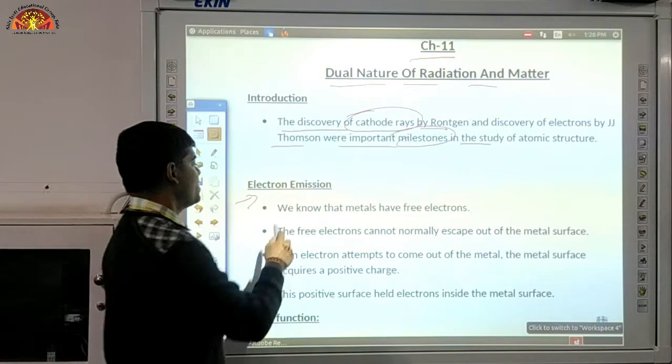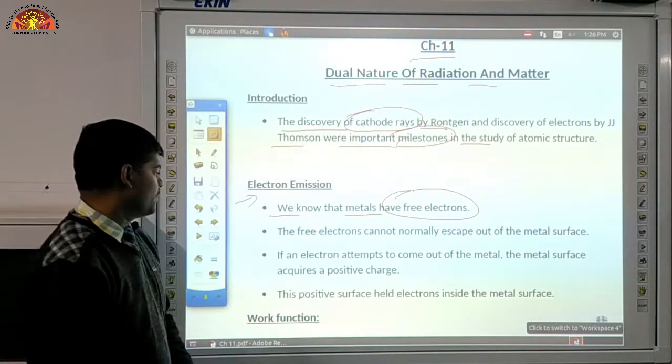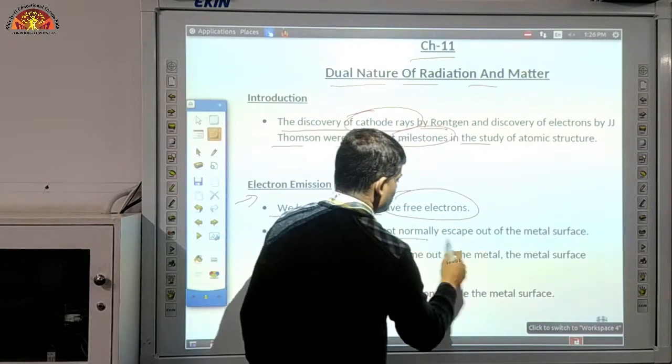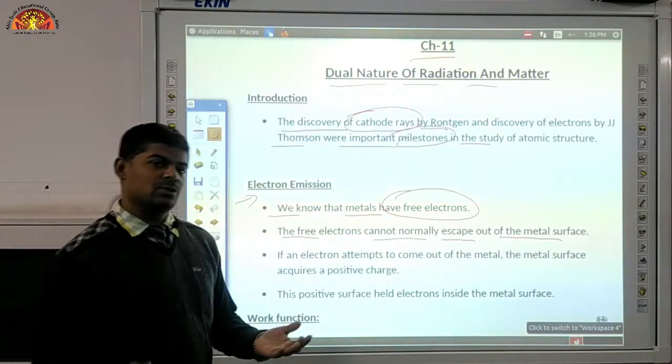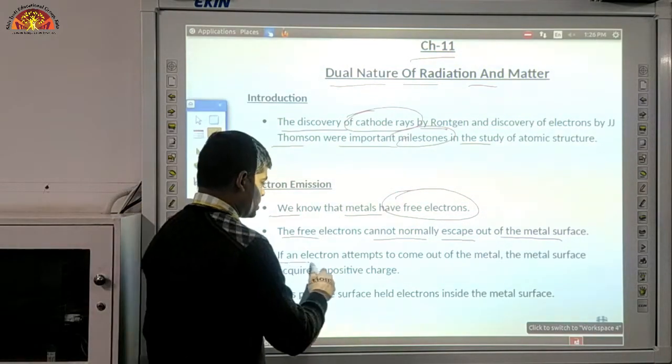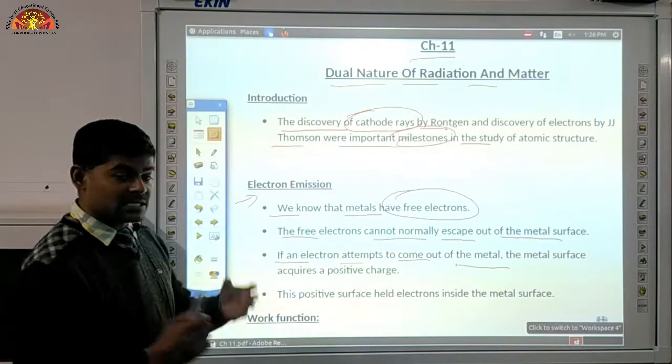Electron emission होते क्या है? We know that the metals have free electrons. Metals के पास free electrons होते हैं, हमें मालूम है already. The free electron cannot normally escape out of the metal surface. जो free electron होते हैं, वो metal surface से normally बाहर नहीं निकल जाते. If an electron attempts to come out of the metal surface, the metal acquires a positive charge.